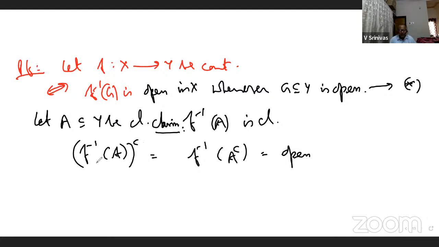Now, the complement of this set is open. Therefore, F inverse of A is closed. I started with A closed and obtained that F inverse of A is closed. Conversely, you assume F inverse of A is closed.